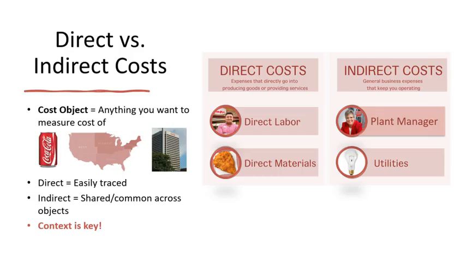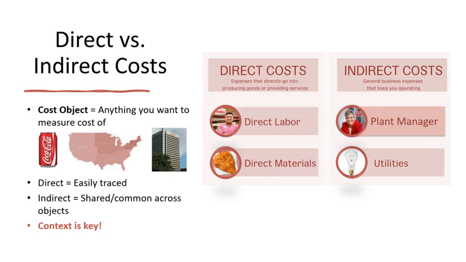Now we split cost into two buckets, direct and indirect. A direct cost, it's traceable. It clearly belongs to one specific cost object, like the salary of a Chick-fil-A manager at the Buckhead store. That's a direct cost to that location.